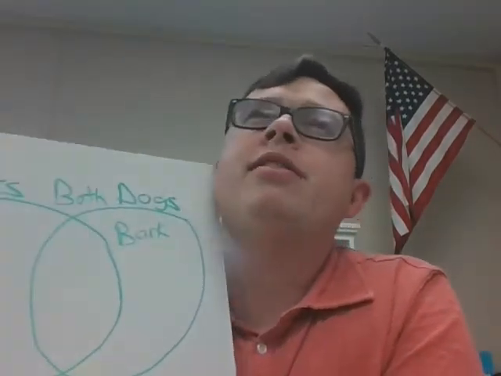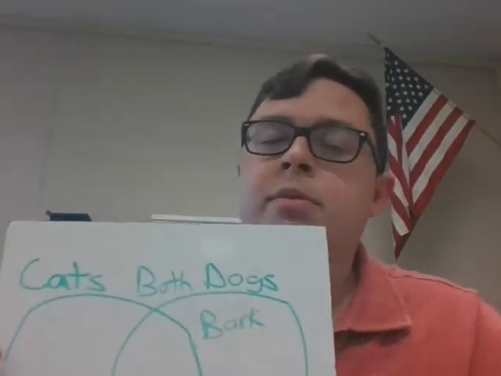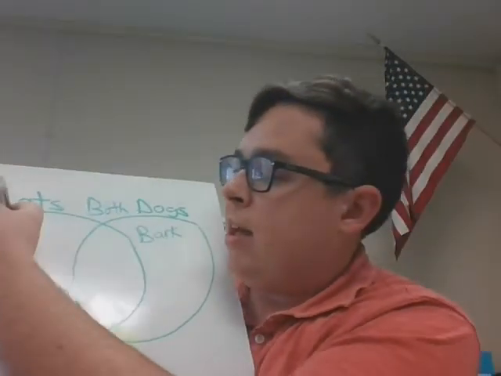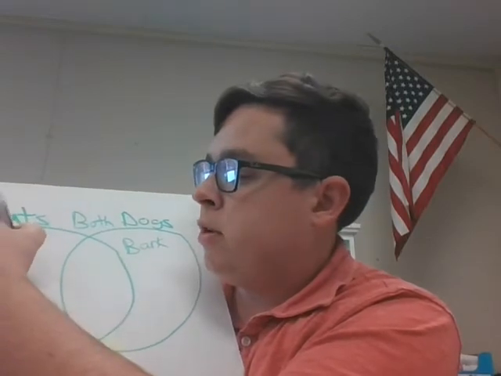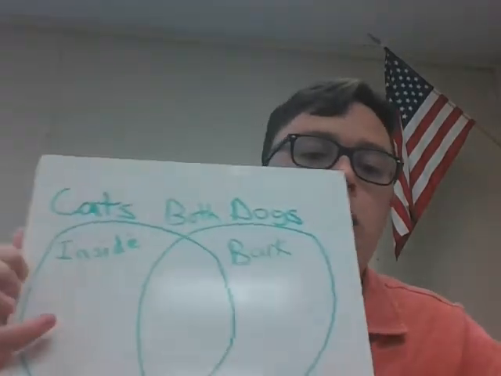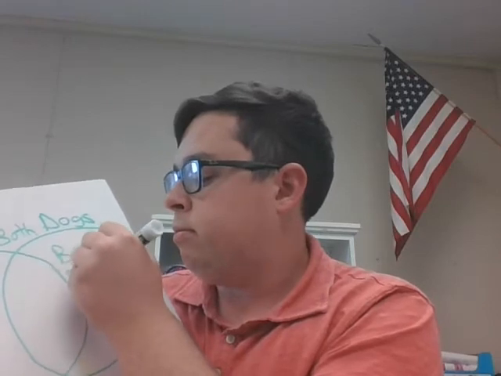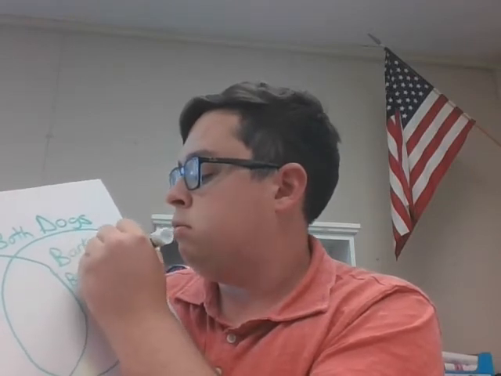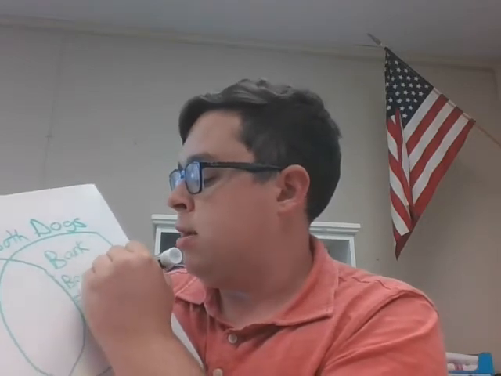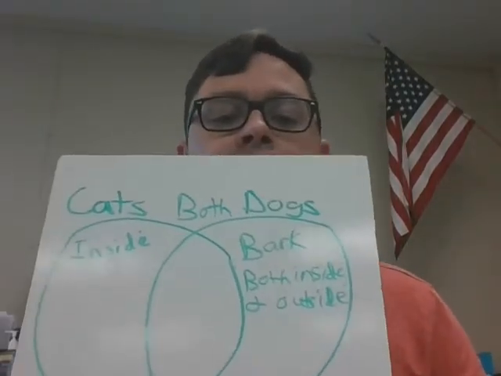Let's see, what's something that's different about cats than dogs? Well, most cats, there are some cats that live outside, but most cats that we have at home stay inside. While dogs can go both inside and outside. And I apologize for my poor handwriting here, but both inside and outside.